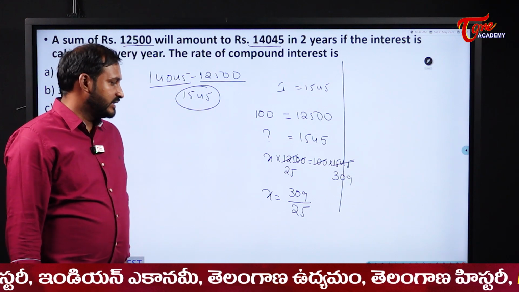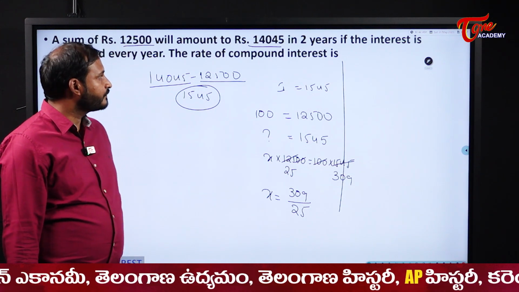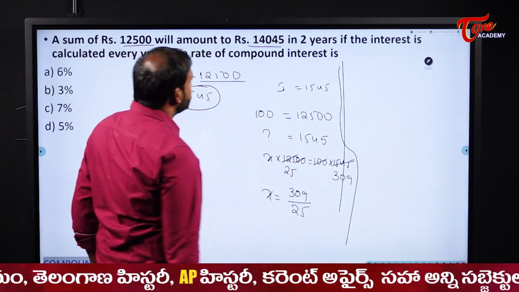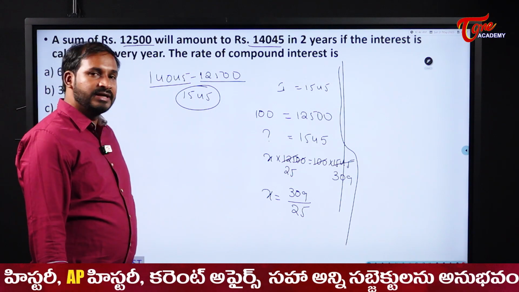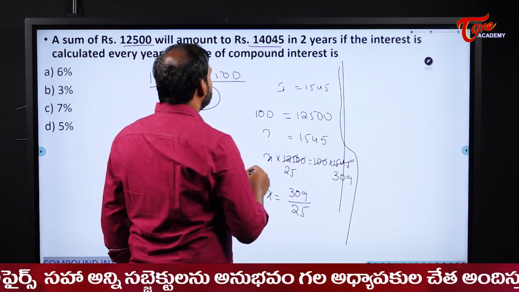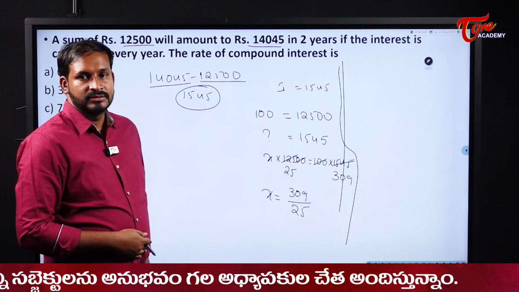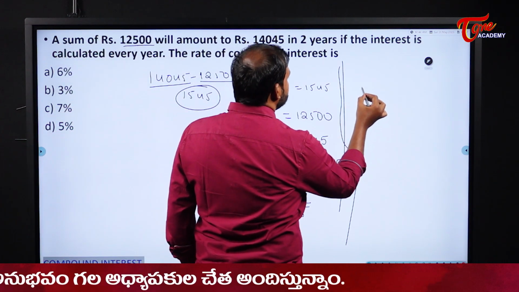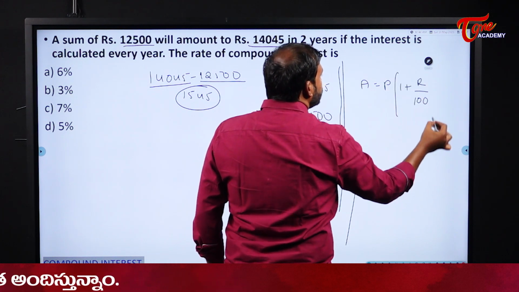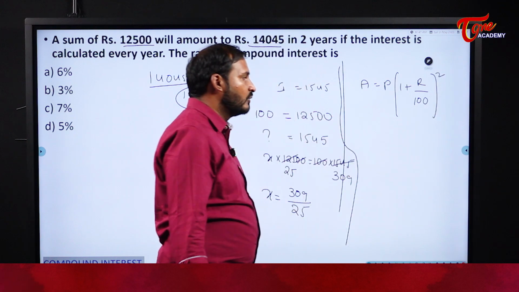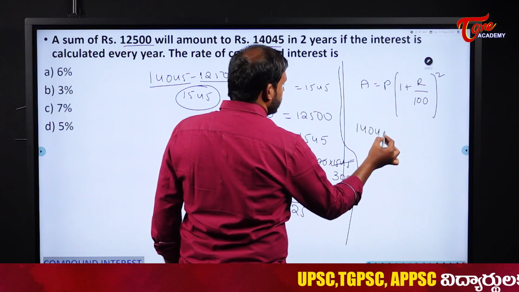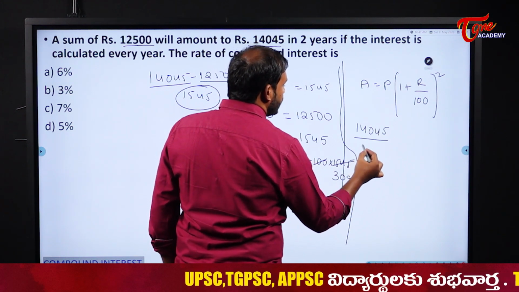Are we able to find the answer for this one? No. Then what are we going to do? Like this also, you are not getting the answer. If you go with our traditional method, you will get the answer, but it will take some time. What is the formula we have? The amount formula. You can use that one also. Amount is equal to P into 1 plus R by 100, whole square. Amount is 14,045 by 12,500.